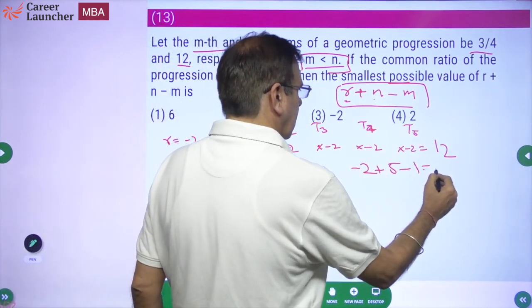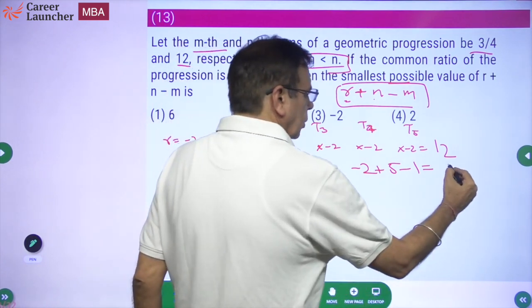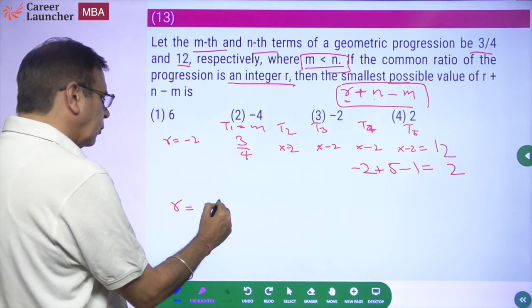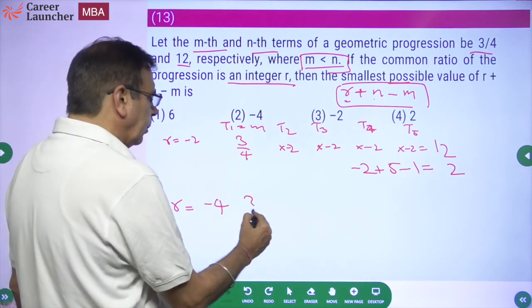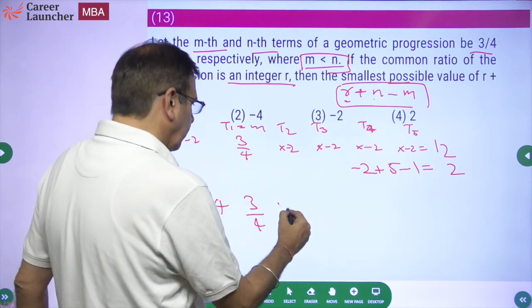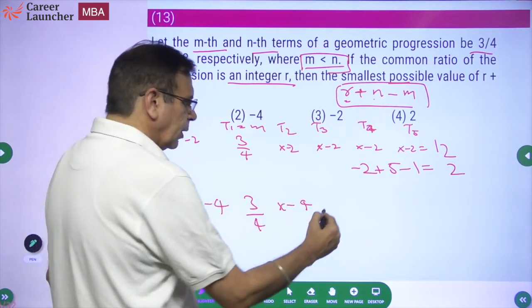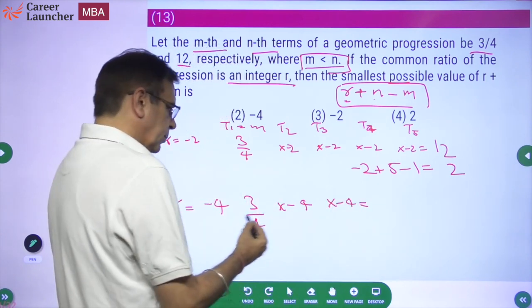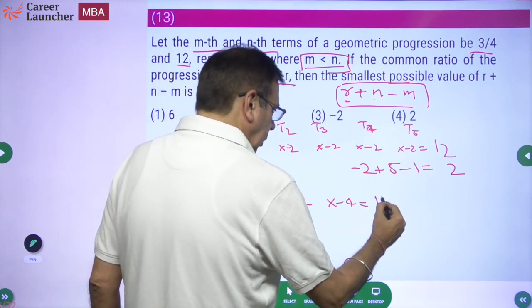Minus 1, 5 minus 1, 4. So this is 2. But we have another case. If r is equal to minus 4, the first term is equal to 3 by 4. The second term will be 3 by 4 into minus 4. And the third term will be into minus 4 again, which will be equal to 16 into 3 by 4, which is 12.